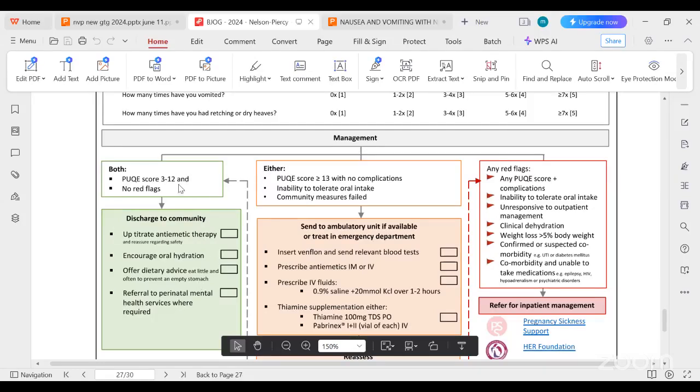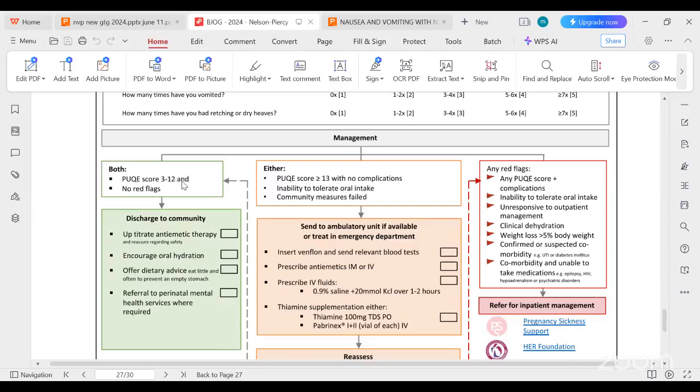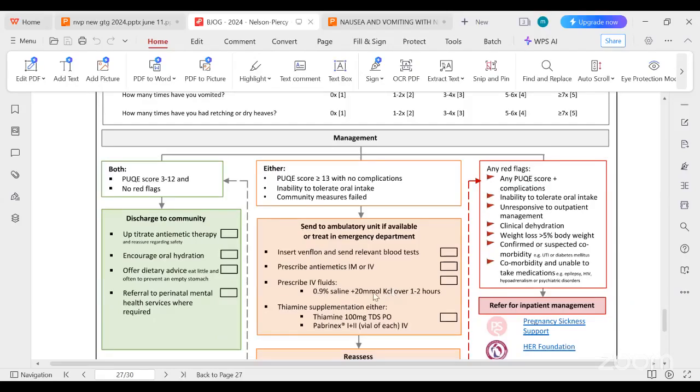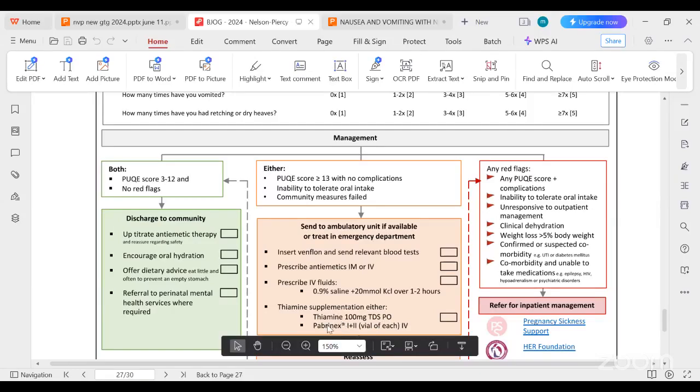Now we have to start this patient from here. The score is 3 to 12, and there are no red flag signs. But if the score is more than 13, even with no complication, the patient is not able to tolerate oral intake, and now we are sending her for ambulatory services. We have to take IV access. We have to take the relevant blood tests. As I explained earlier, we have to give her the ideal solution, which is 0.9% saline with 20 millimoles of KCl. Then thiamine supplementation, either in the form of Pabrinex, where this vial will be added into the fluid that is being given to her.